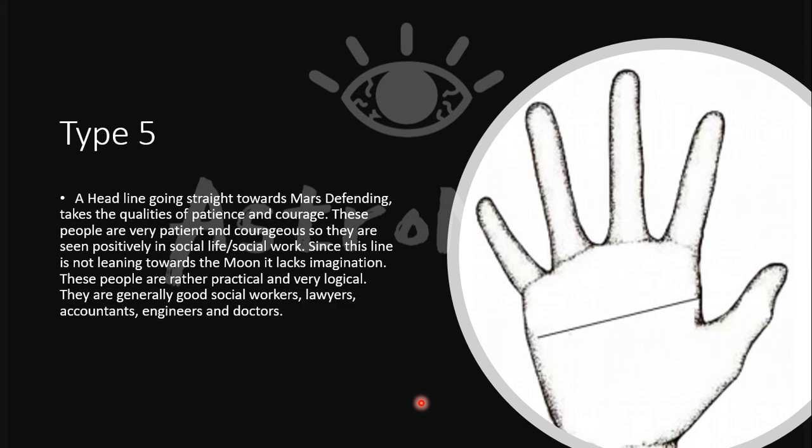Now the very basic and ideal line which we can see, a headline going straight toward the Mars defending. Okay, so if it is going mainly into this Mars defending area, it takes the quality of patience and courageous nature. These people are very patient and courageous, and they are the persons who can see positivity in social life or social work.